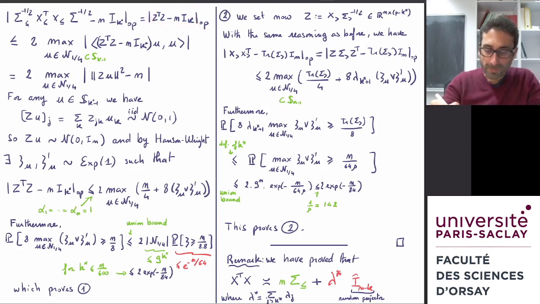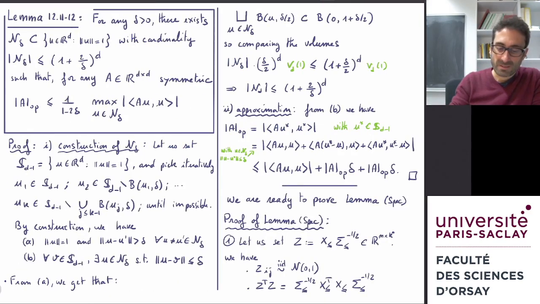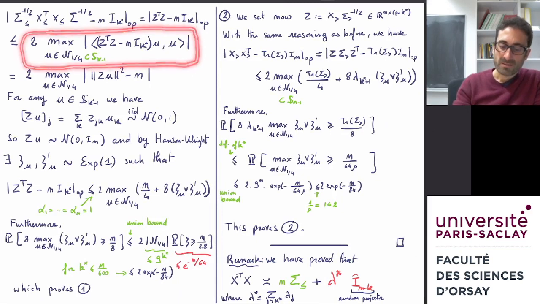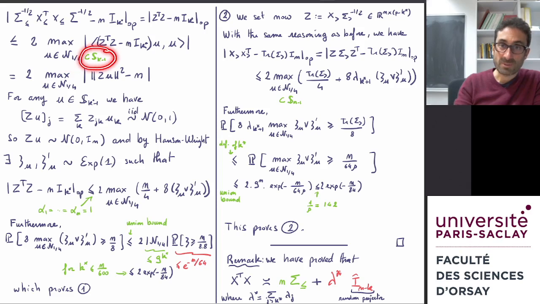And now I use the fact that this is a symmetric matrix. So I can use my approximation upper bound for the operator norm, and I will use it with delta equal to 1/4. If I use it with delta equal to 1/4, here I will have something that will be equal to 2, and here I will have 1/4 net. So I obtain this upper bound, where my set lies in the sphere in dimension k star.